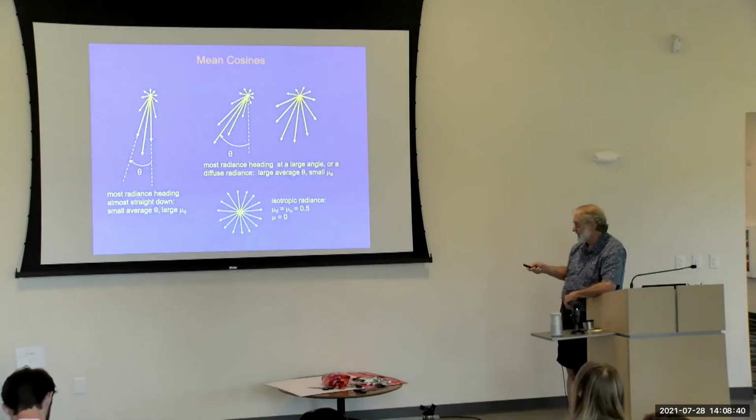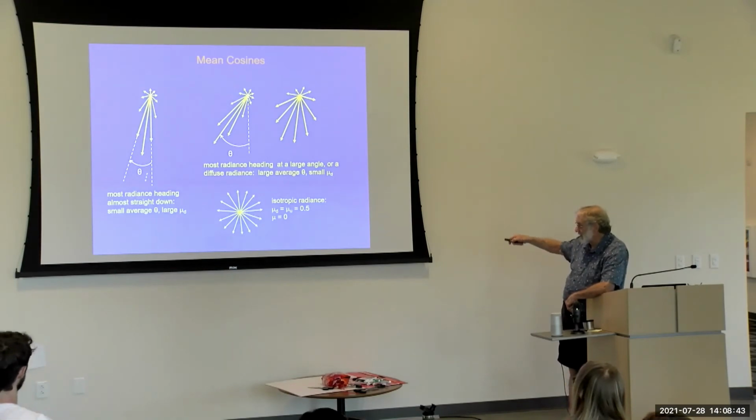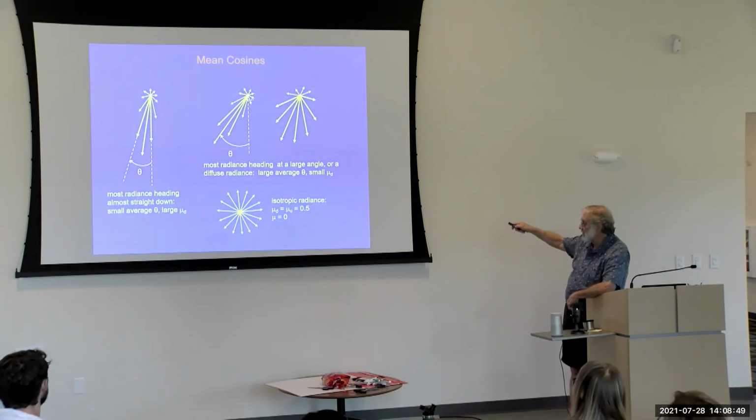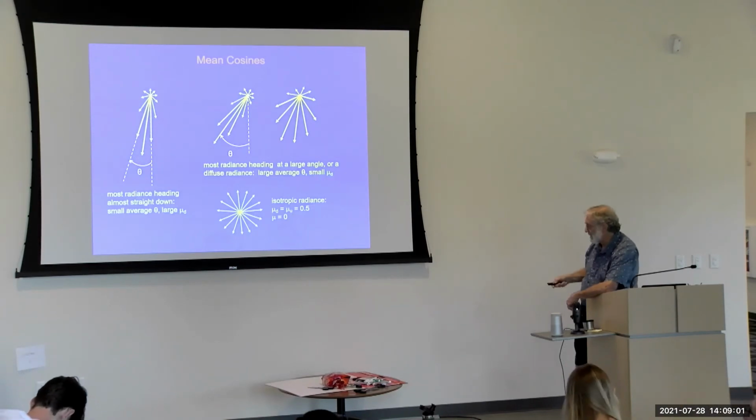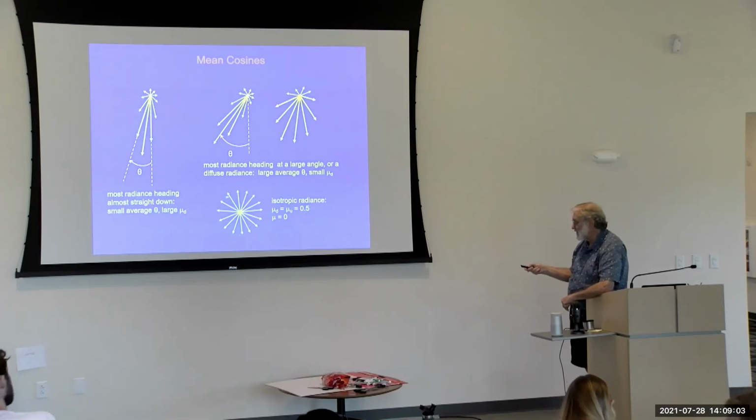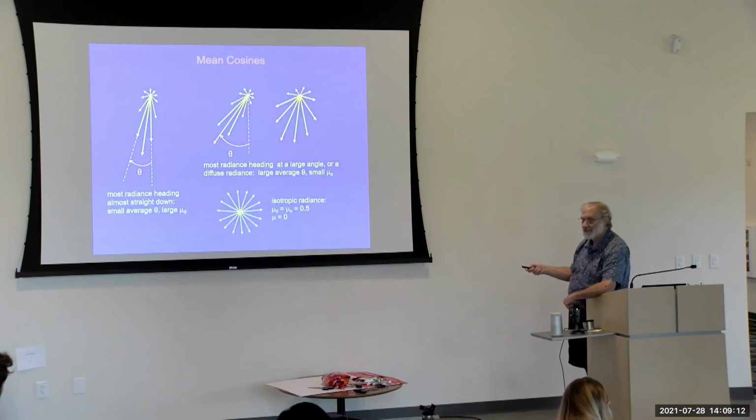Okay, so here's once again the idea. If the radiance is heading mostly straight downward, you have a small θ and a large μ̄_D. If the radiance is more out to the side, or if it's more diffuse, you'll have a bigger θ and therefore a smaller average cosine. And if the radiance is isotropic, you can plug in the numbers, do those integrals, and μ̄_D and μ̄_U will be 0.5 and μ̄ will be 0.